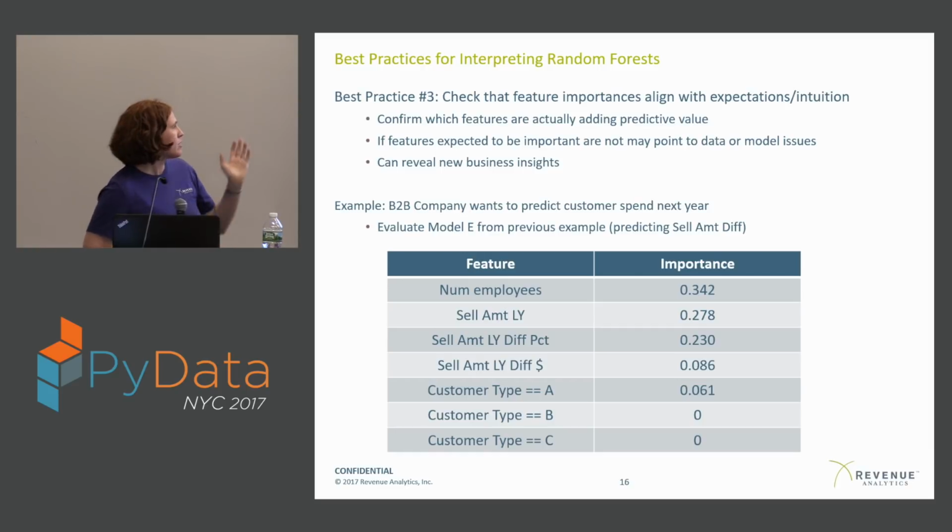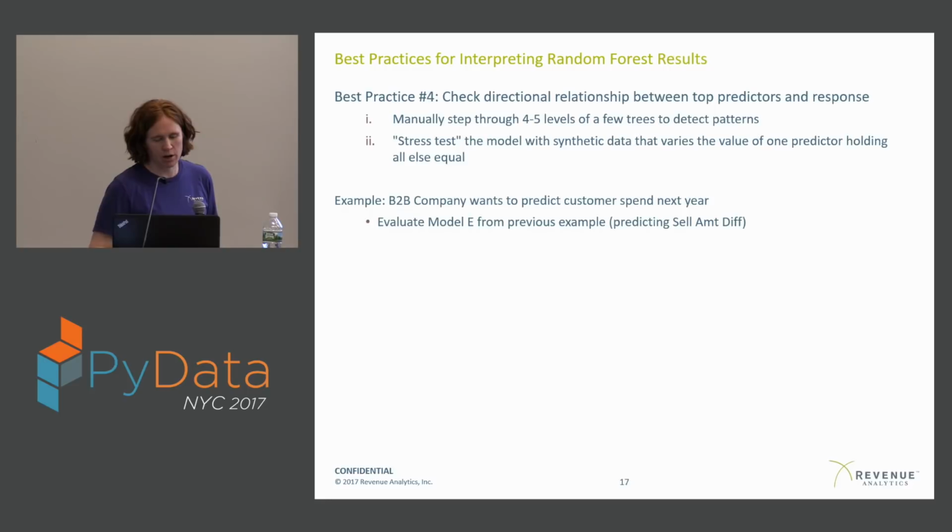So yeah, I have this chart, continuing the same example, that lists our feature importances for our model. But the thing that's really lacking from this is it's just telling you what is important. It's not telling you why or how the number of employees variable is affecting our predictions. And so that brings us to our best practice number 4, which is to check the directional relationship between top predictors and response.